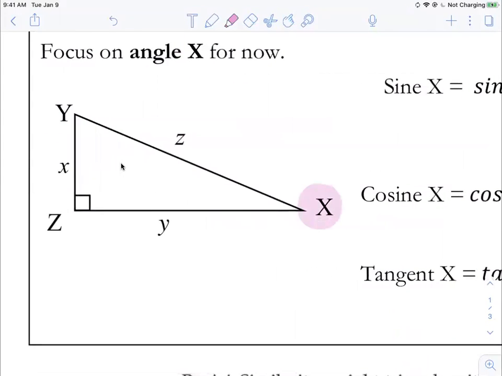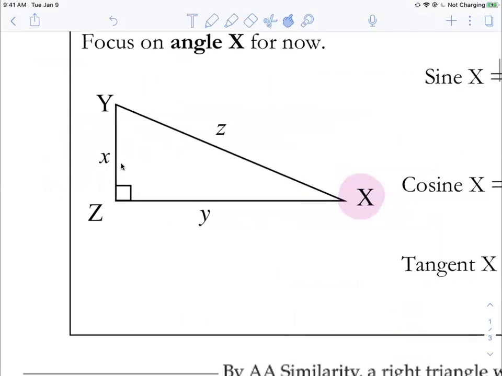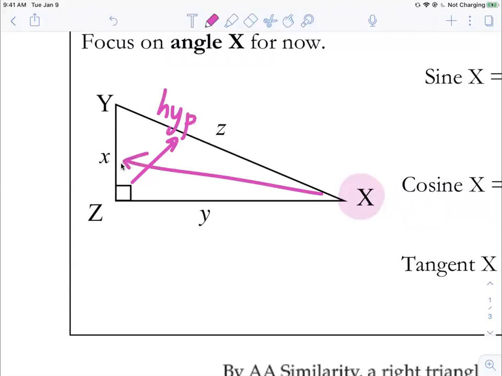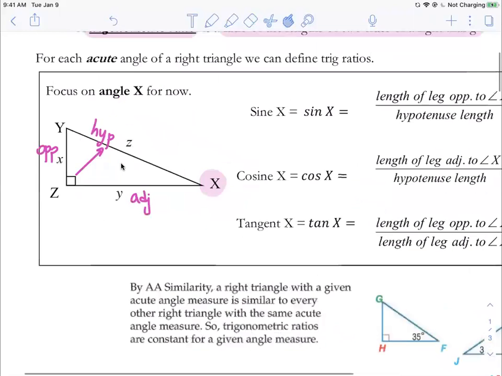So in this right triangle, let's focus on angle X right now. In relation to angle X, we have two different legs. Now we know the hypotenuse is the side that's across from the right angle, so this is your hypotenuse. In relation to angle X, we have one side that's across the triangle, that's the opposite leg, and then we have a leg that's adjacent to angle X, which is not the hypotenuse because we're looking for a leg, and that's what we'll call the adjacent. So the hypotenuse already has a name. The two legs are either opposite or adjacent.